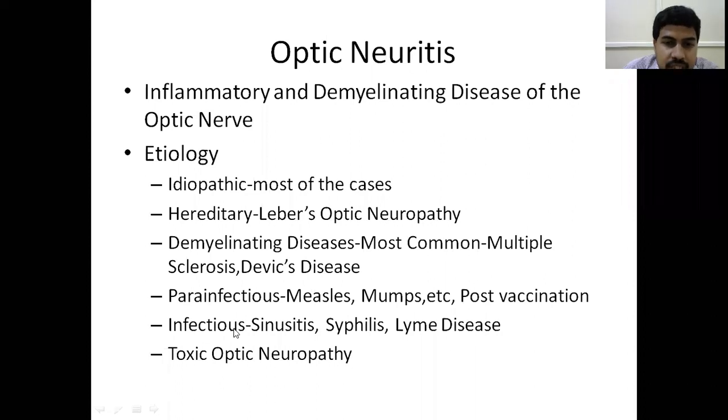Similarly, post-infectious, like sinusitis. I told you the ethmoidal and sphenoid sinuses are very closely located to the orbit, separated by a thin piece of bone known as lamina papyracea. And any infections of these sinuses can spread easily into the orbit, especially the intraorbital part of the optic nerve can get inflamed with it. So in sinusitis, similarly in syphilis, Lyme disease, these are the infectious causes. And toxic optic neuropathy. What are the various toxic optic neuropathies, like methanol, amblyopia, etc.? We will be seeing in the subsequent slides.